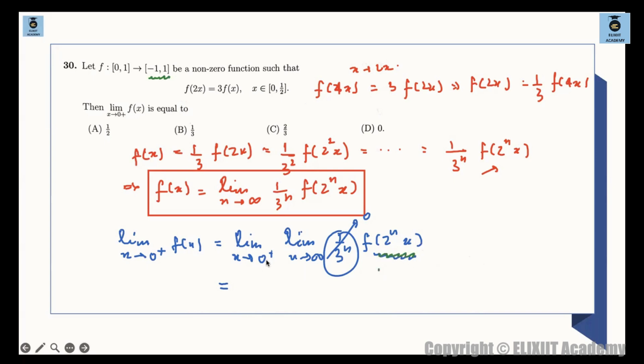For any limiting value, the range will be from -1 to 1 only. For any larger value of x, this quantity will still be from -1 to 1. So it's basically 0 multiplied by any oscillating function. Okay, 0 multiplied by any value from -1 to 1. This can be anything from -1 to 1, so this will be 0 only. So option D will be correct, which is equal to 0.